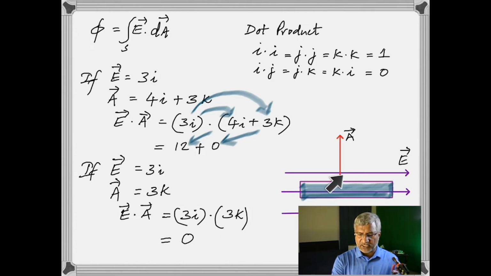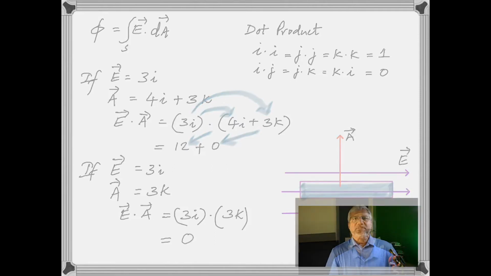Here is the case that I've shown, where you have the area represented by the perpendicular and the electric field at right angles, and you get no electric flux passing through that area. Okay? So that's an example of dot product. So now we are ready to understand Gauss's law.